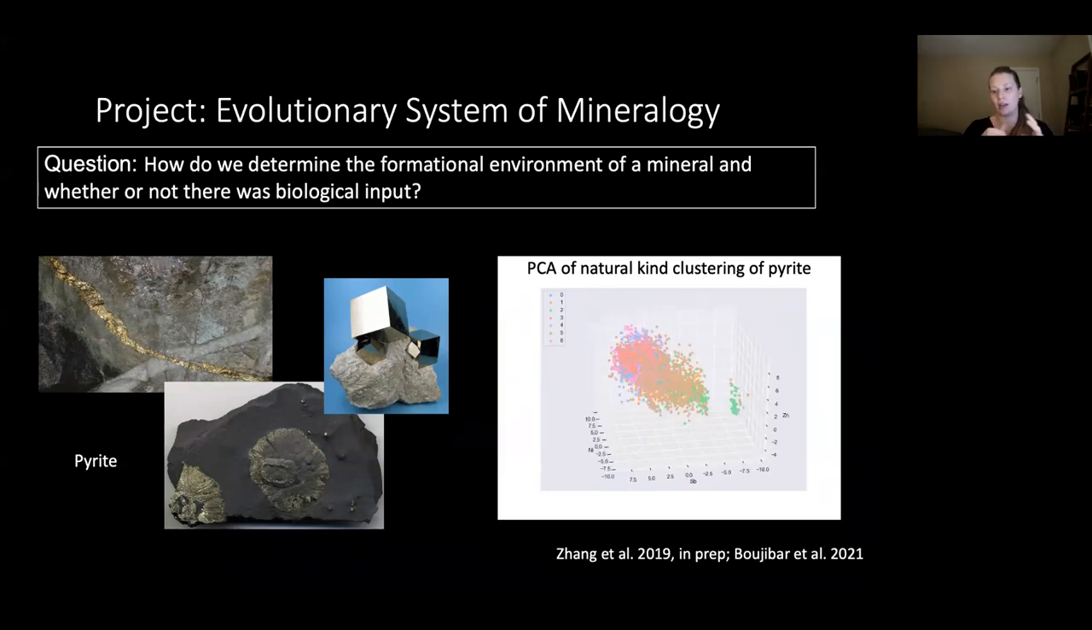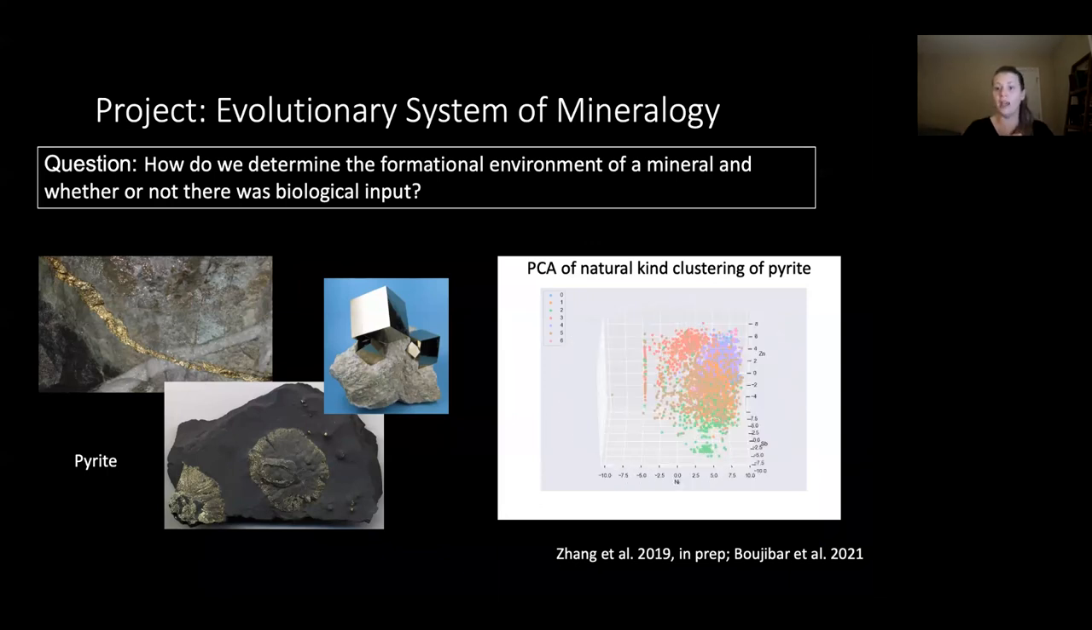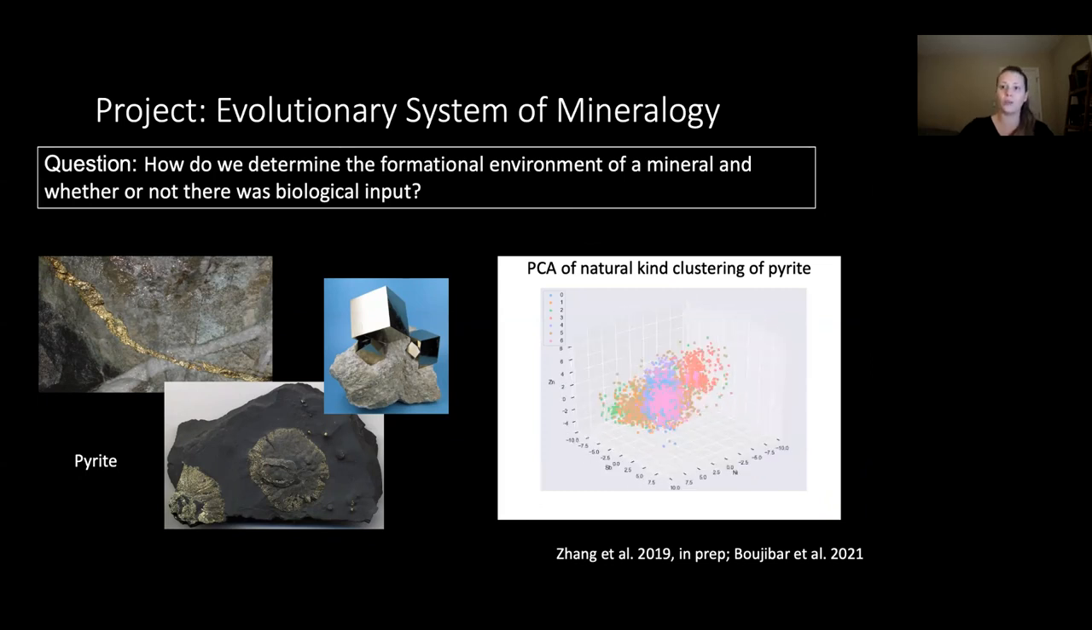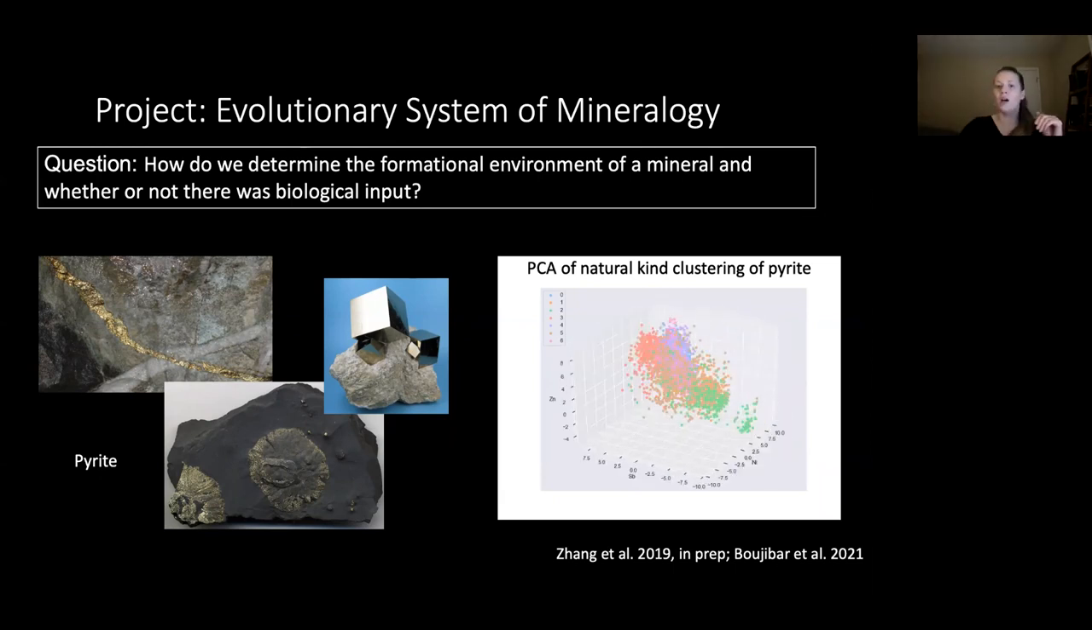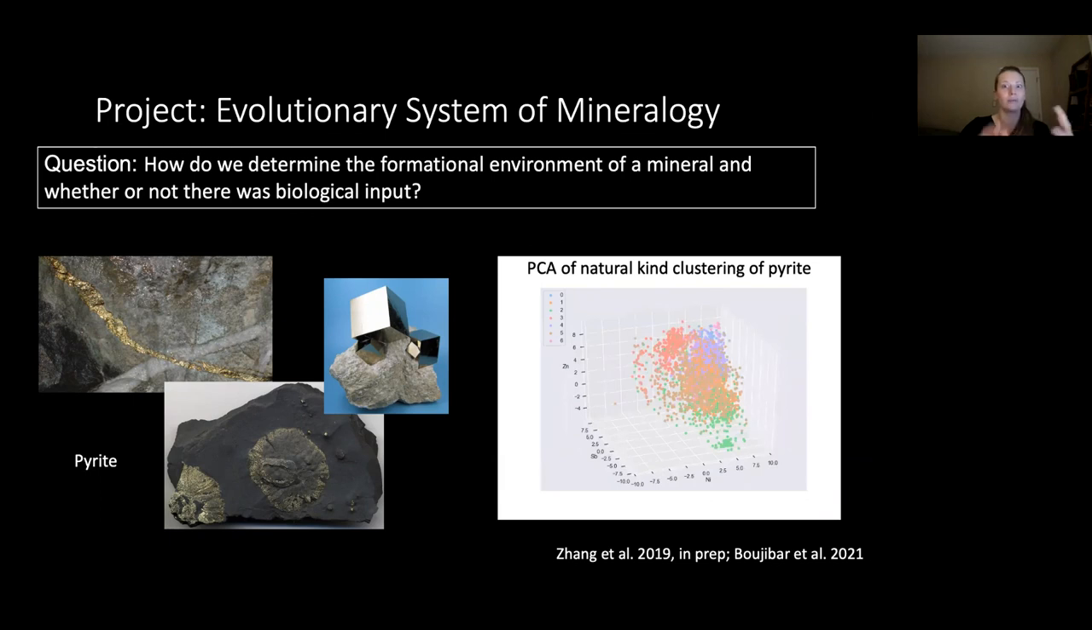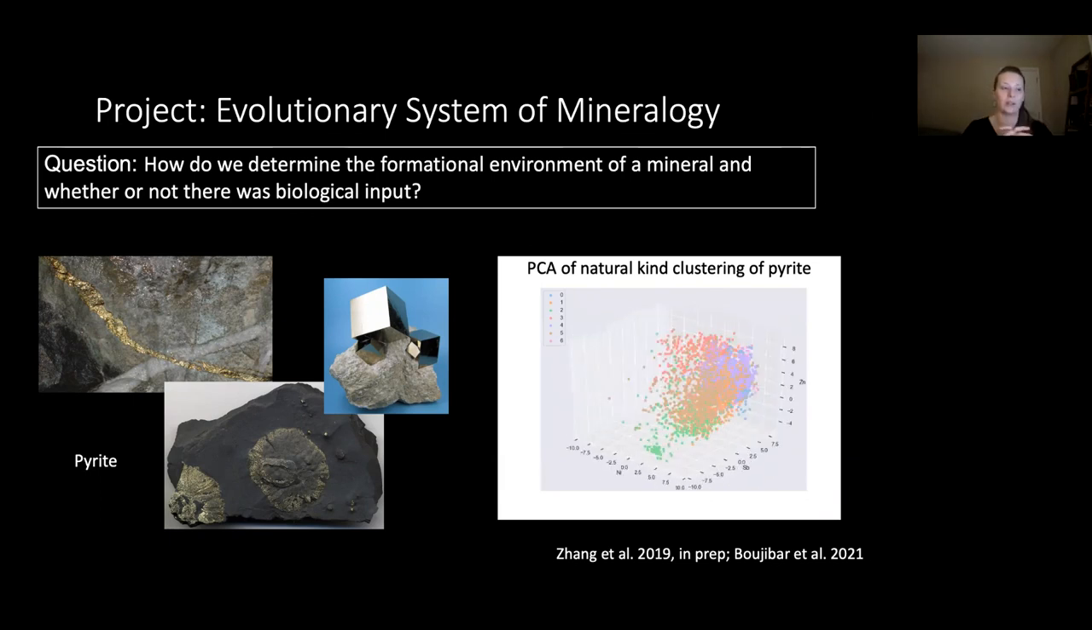So that allows us to ask questions like, how do we determine the formational environment of a mineral sample and whether or not there was any biogenic input into that origin, which is what I'm particularly interested in. So for some minerals, this is straightforward with morphology or first order major element chemistry, but for others, it's not so simple. So how are we doing this?